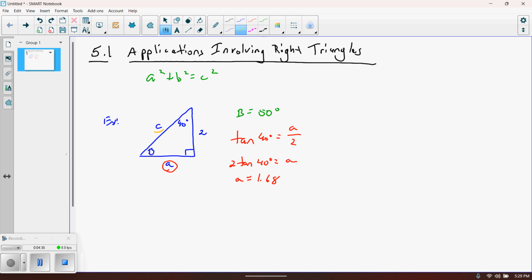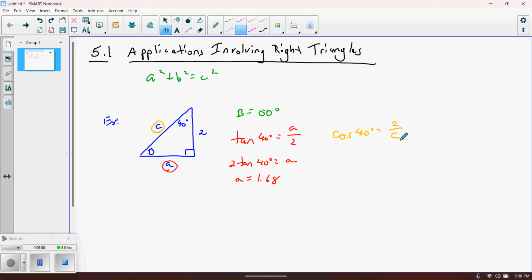Instead, to find C, I'm going to go back to the fact that I already know that angle A, I should say, is 40 degrees. So that would be the hypotenuse I'm looking for in C, and I've already got the adjacent 2. So adjacent and hypotenuse is going to be cosine. So we're going to say that cosine of 40 degrees is the adjacent 2 over the hypotenuse C.